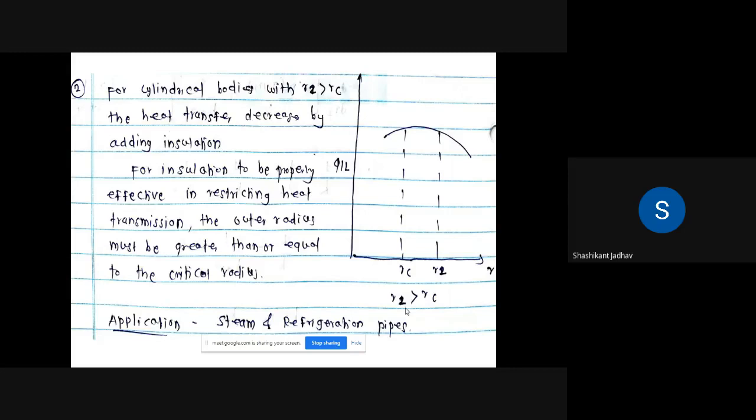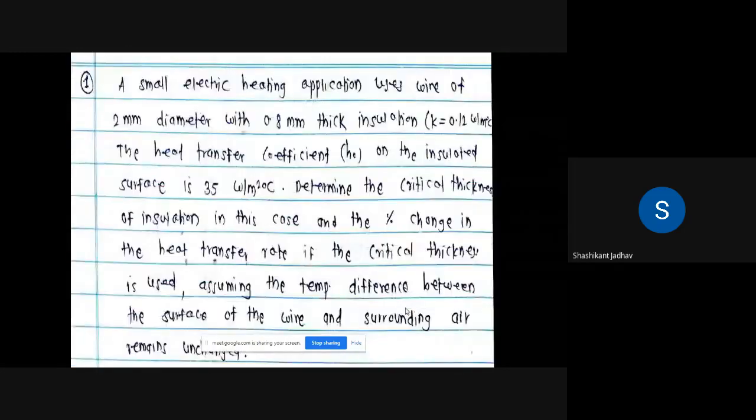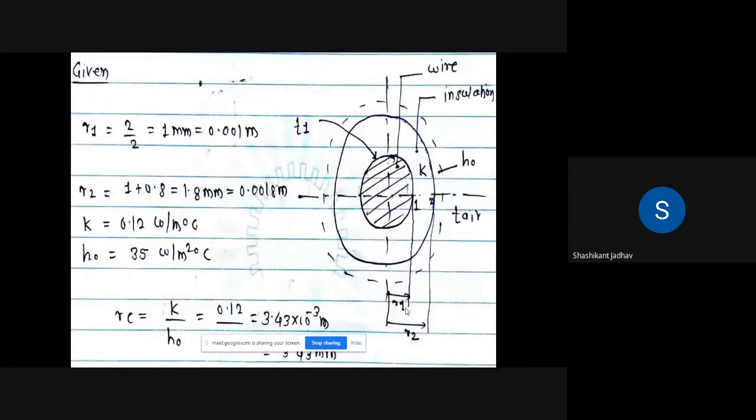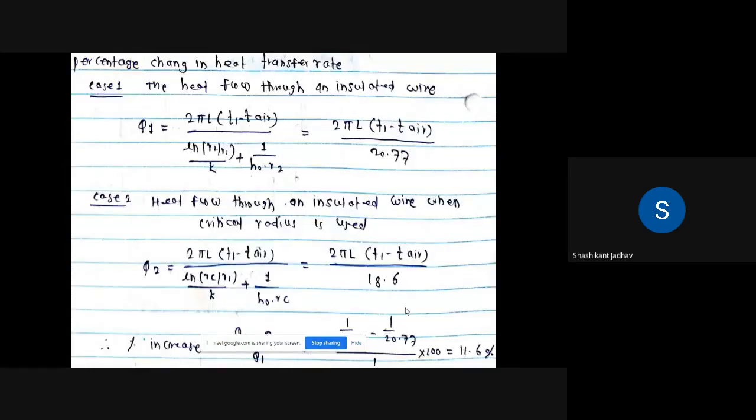Then after that, we have solved two problems related to the critical radius of insulation. In that, we have calculated the critical radius of insulation and the percentage increase in heat dissipation. In the first problem, we have considered the radius as given. By using that equation, we found the value of Q1. Similarly, in the second case, heat transfer is maximum at the critical radius. So according to the critical radius, we wrote the equation for Q2 and found the value of Q2. From that, we found the percentage increase, that is 11.6%.